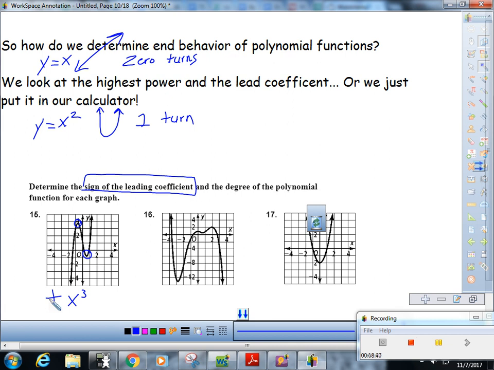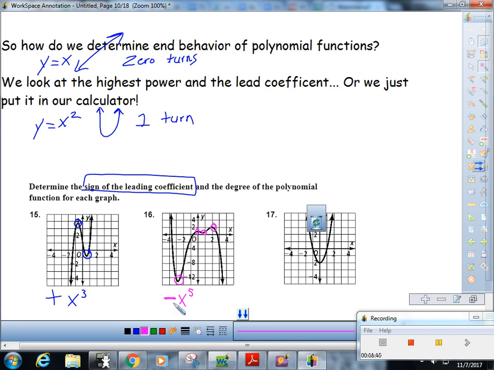So number 16 is harder. How many turns in number 16? 1, 2, 3, 4 turns. Okay? So what's the degree? It's not 4. It's 5. Remember, there's one more power than there is turns. Okay? Now, is it going from high to low or low to high? This one's going from high to low. So the leading coefficient is negative. And that's all you do on that. Okay?